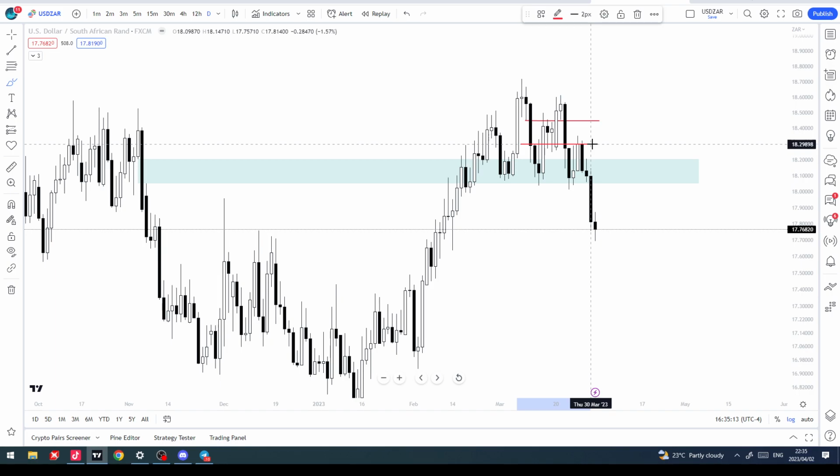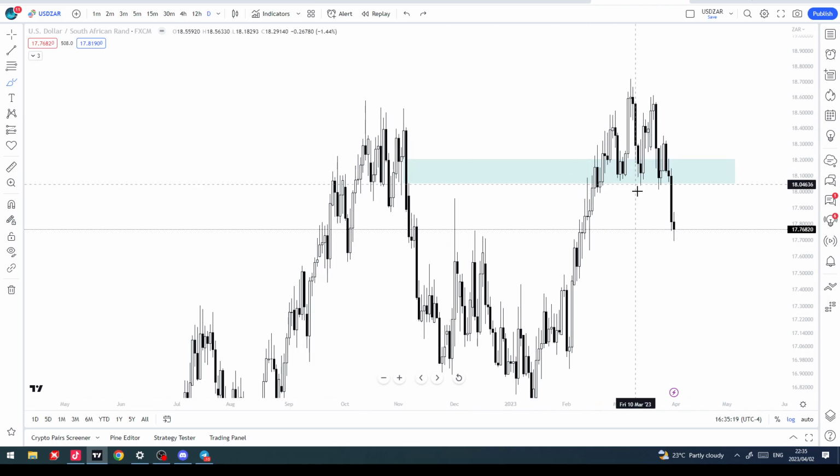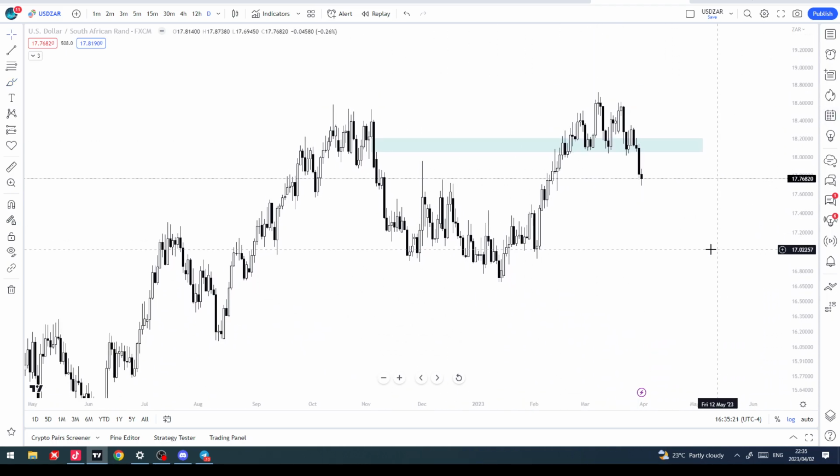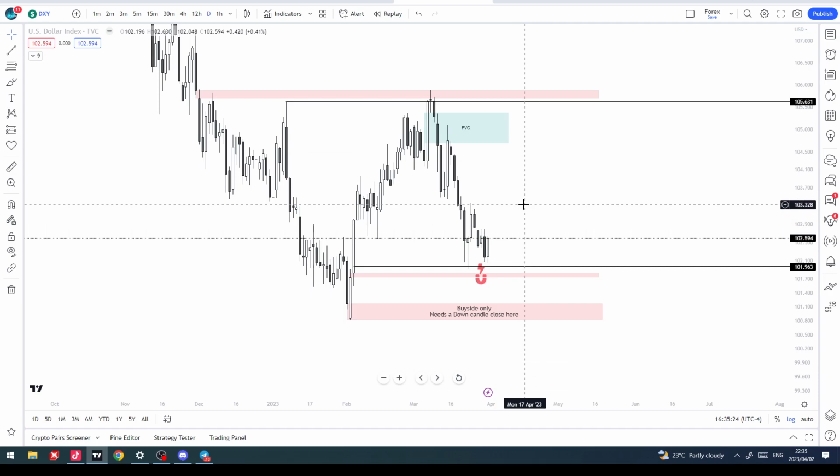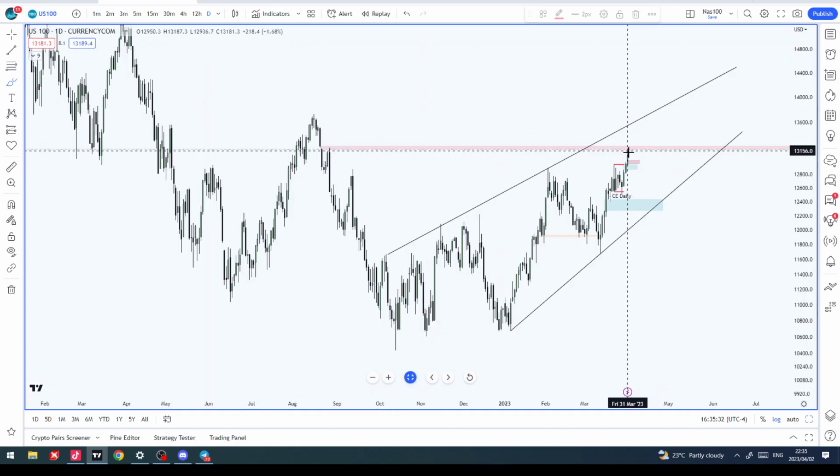We closed above FVGs, but again, the rand completely melted down, and it will continue to do so most likely. So, dollar weakness coming in here, which will give us some strength in NAS.